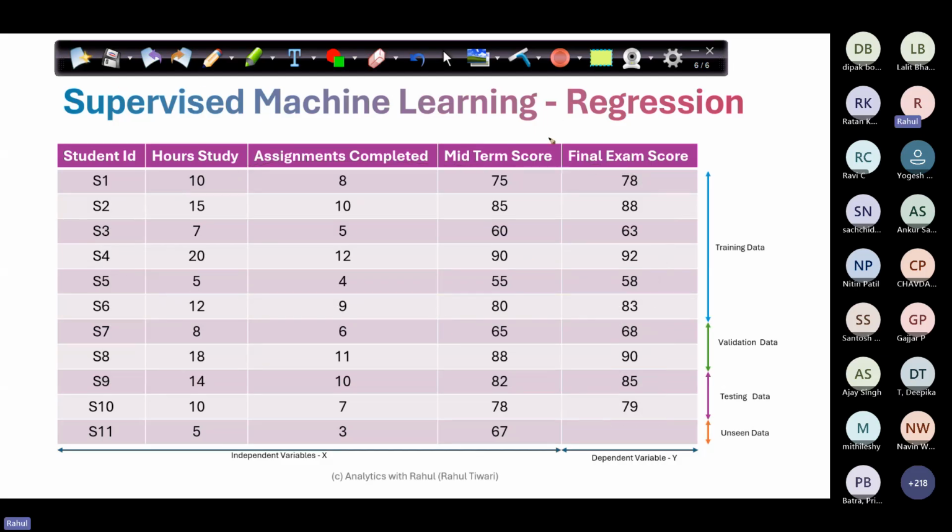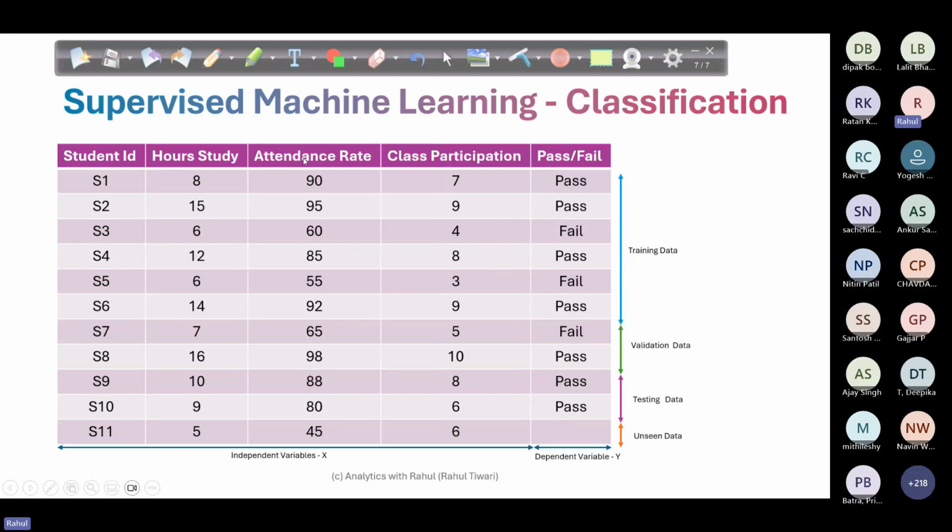This particular example is for regression because my interest is to predict a continuous number. Here, my interest is not to predict any classes. If I want to predict classes, this is one of the examples, where you can see that I again have the data set, based on the study hours, the attendance rate, and the class participation, I am predicting.